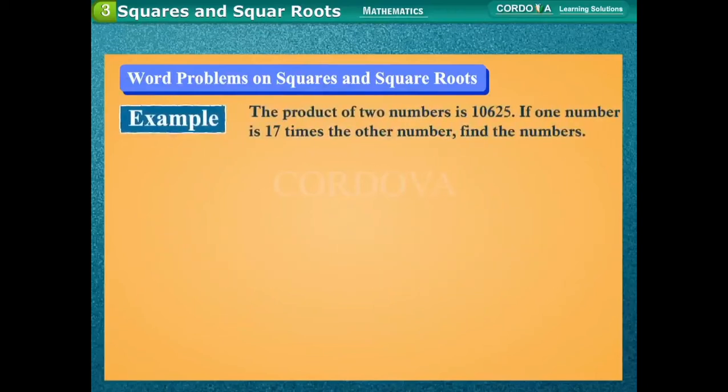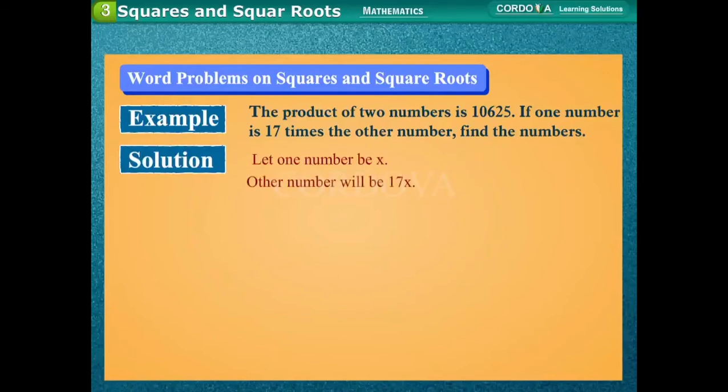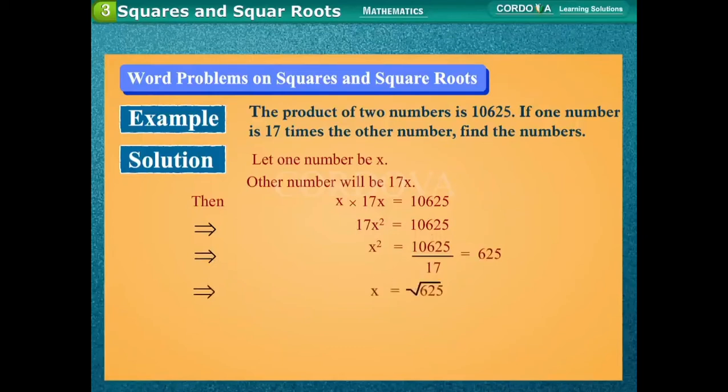Example, the product of two numbers is 10625. If one number is 17 times the other number, find the numbers. Solution. Let one number be x. Other number will be 17x. Then, x into 17x is equal to 10625. This implies 17x square is equal to 10625. This implies x square is equal to 10625 upon 17, which is equal to 625. This implies x is equal to square root of 625.